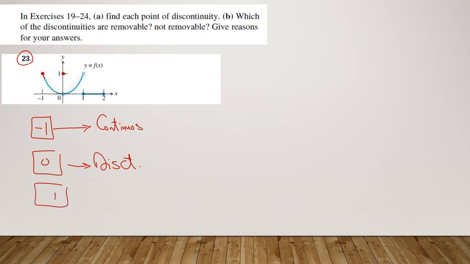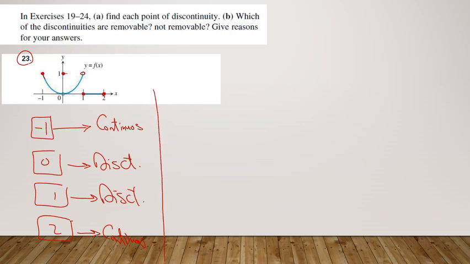At the point 1, the function is discontinuous. Why? Because the limit is not equal to the function. And at the point 2, the function is continuous. Why is it continuous? Because the function is equal to the limit.